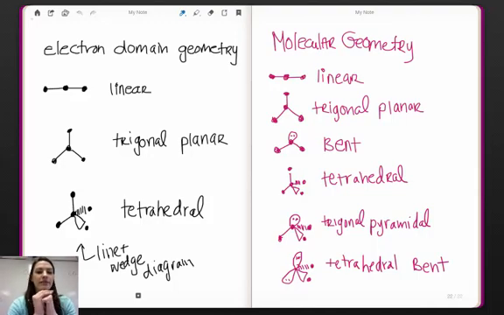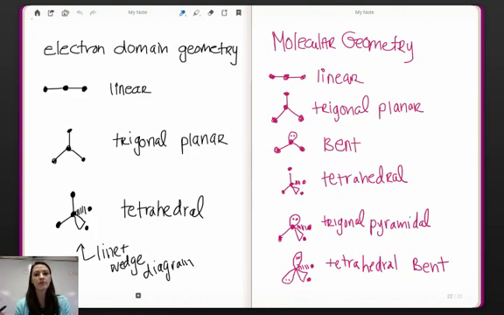Alright, so today we're going to be talking about electron domain geometry and how that influences your molecular geometry. So we've talked about electron domain geometry. Our three main types are linear, trigonal planar, and tetrahedral shapes. Those basic electron domains are going to help influence our molecular geometry. For linear, it's the same molecular geometry and electron domain geometry.